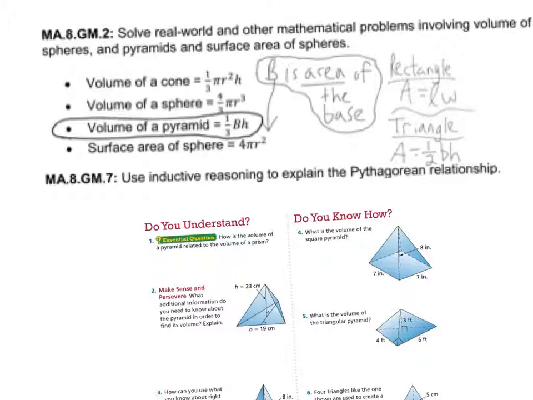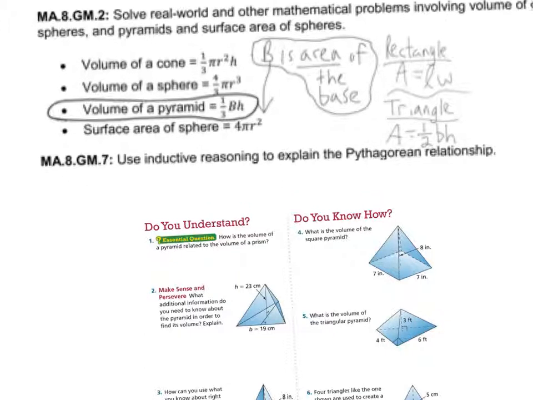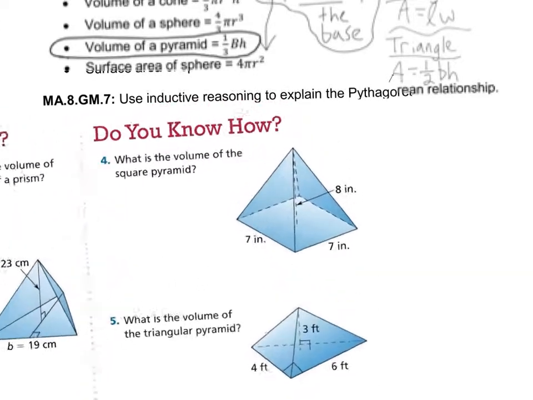Remember, capital B is the area of the base. And so our bases here typically are going to be either a rectangle or a triangle. So you will have to memorize those formulas for the area of a rectangle and area of a triangle. You've worked with those quite a bit, so shouldn't be any problem there. So let's look at the Do You Know How number 4.